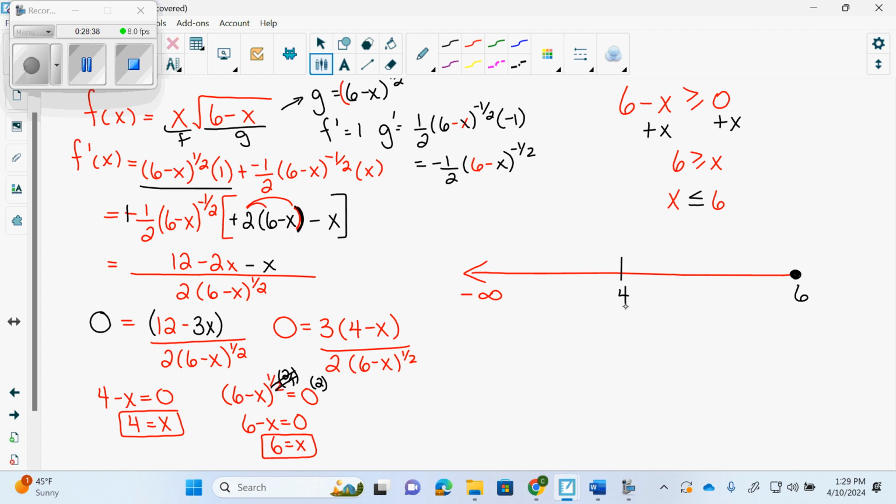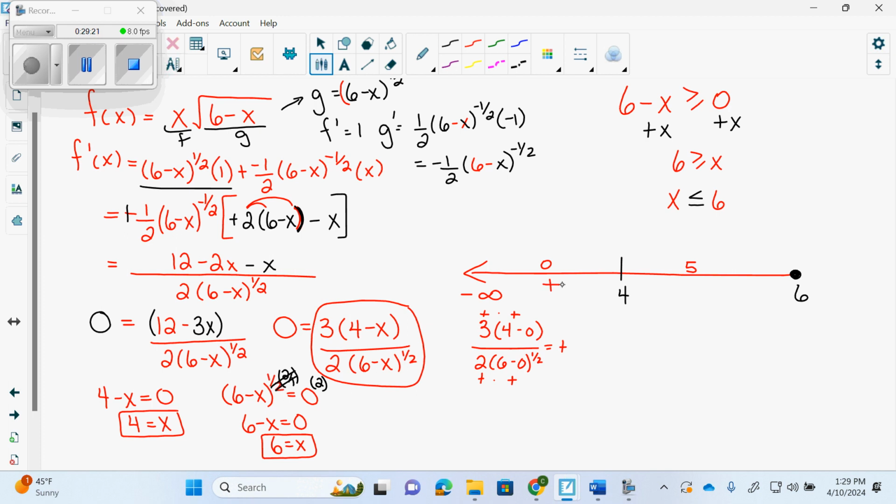And then we have to plug test points into this. So I can plug in a 0 and a 5. Because 4 is my critical number. It goes between negative infinity and 6. And 6 is already on my number line. I have picked values that fall between them. So I'm going to get 3 times 4 minus 0 over 2 and 6 minus 0 to the half. You take the square root of any positive, you get a positive. So this is going to be a positive times a positive over a positive times a positive, which results in a positive.